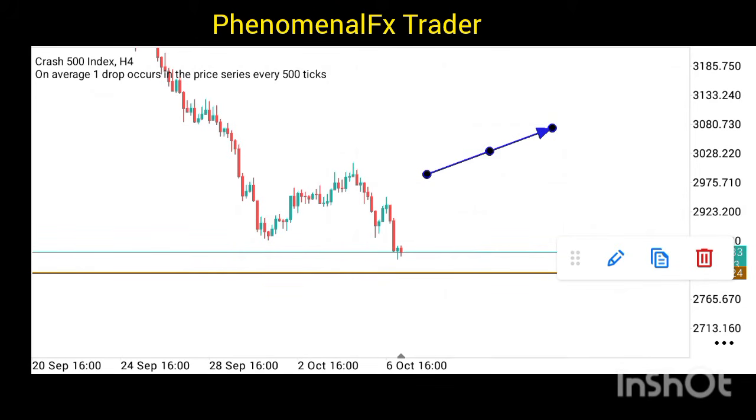You understand? I hope you understand what I'm trying to explain here, guys. It's very simple. Always try to wait for the market to get to your zone first. Once the market gets to your zone, the next thing is to wait for a change of character.